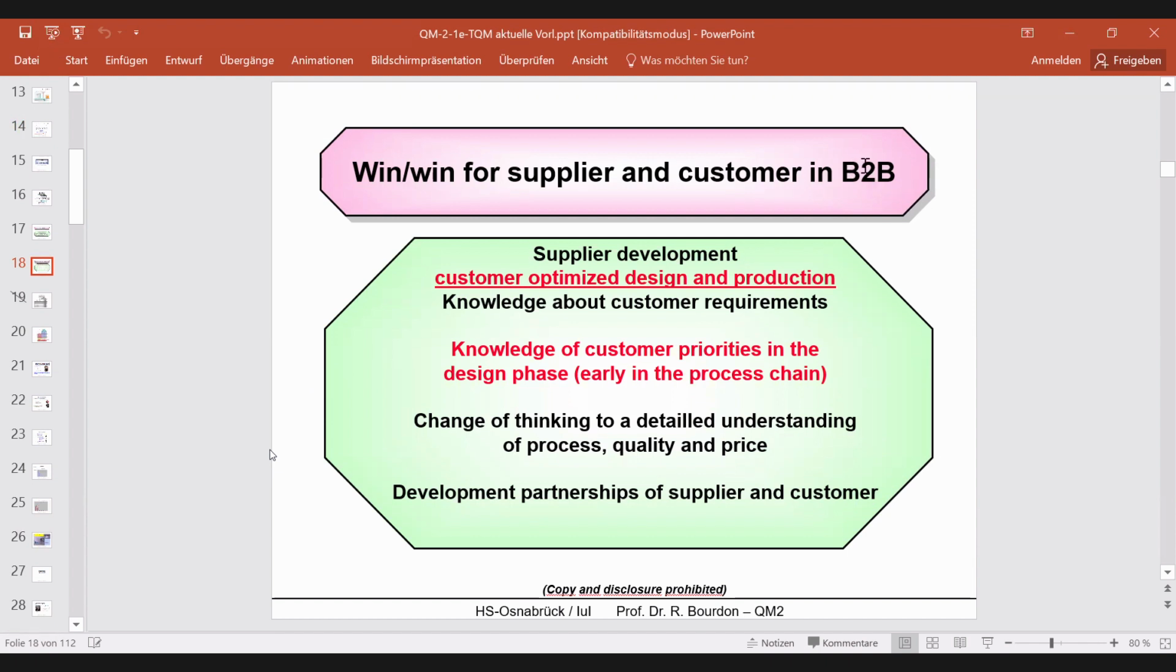In B2B, business to business, if there is a supplier company and a customer company, then they use the QFD method to find out what the customer company wants and what the most important requirements are, to get the knowledge of what is most important for the customer company regarding a new product.